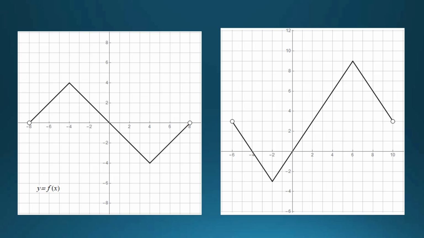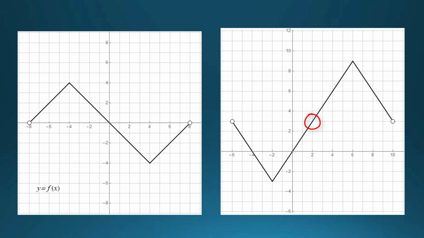-8 to +8 is a length of 16, just as -6 to +10 is a length of 16. So since the length of the domain hasn't changed, I know there hasn't been any horizontal compression or expansion. And it looks to me like all we have is a horizontal shift 2 units to the right. You can confirm that by looking at the center of the function on the left. The center of the function, so to speak, goes through the origin. And the function on the right, it goes through the point (2, 3).